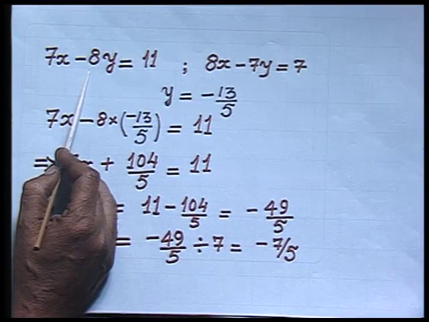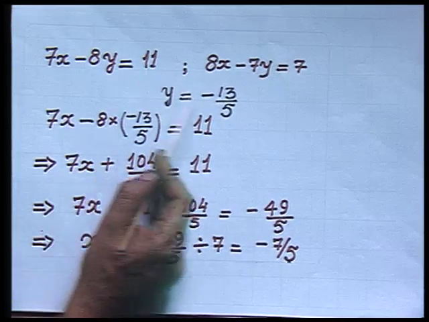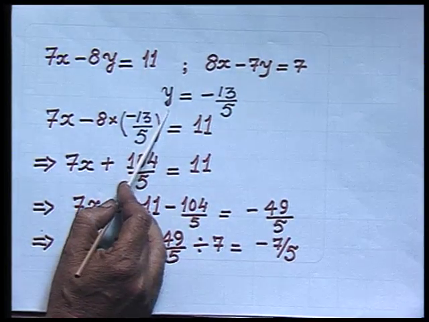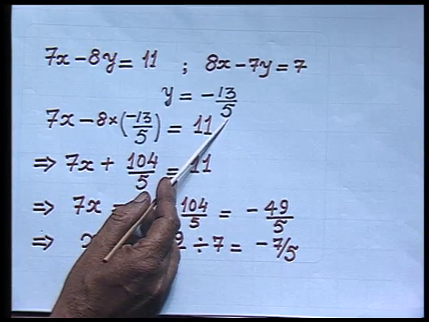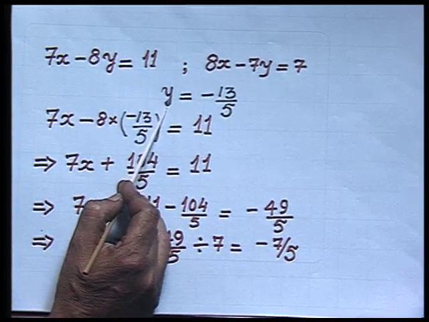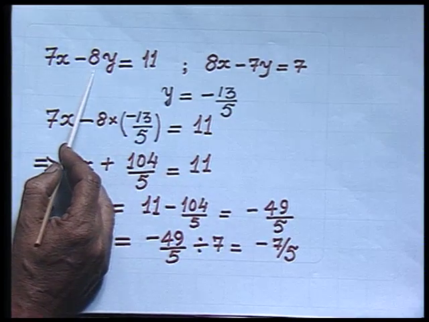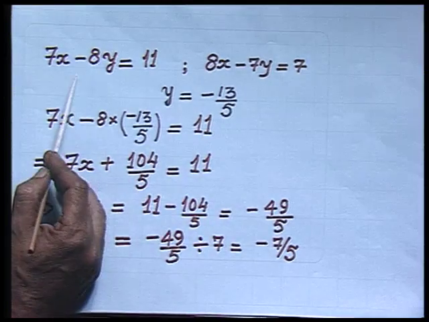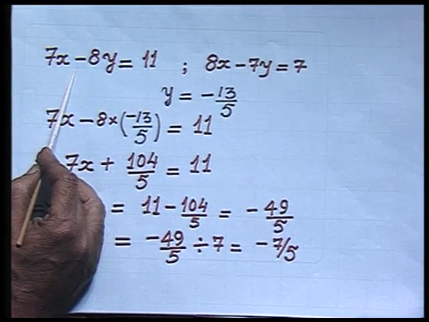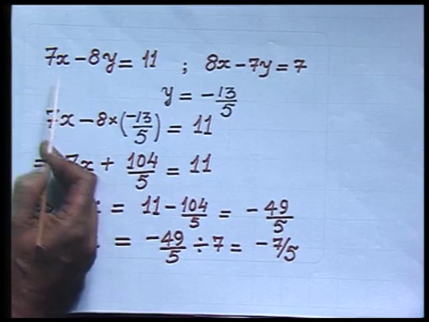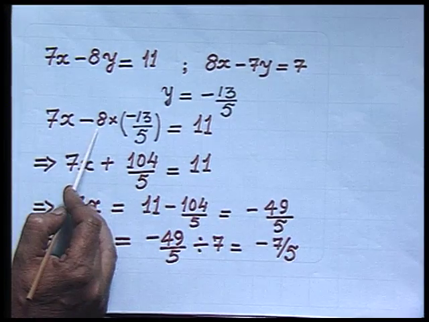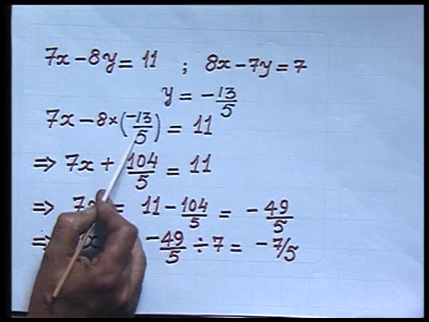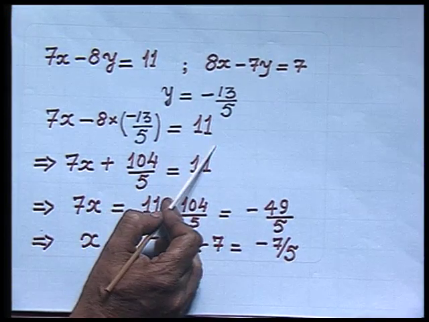So this was a system, 7x minus 8y equals 11 and 8x minus 7y equals 7. We have already got the solution of y as minus 13 upon 5. Now this value of y can be substituted either in the first equation or in the second equation. Here I have chosen the first equation to substitute the value of y and get the value of x. So 7x remains as it is, minus 8 times the value of y, minus 13 by 5, equals 11.